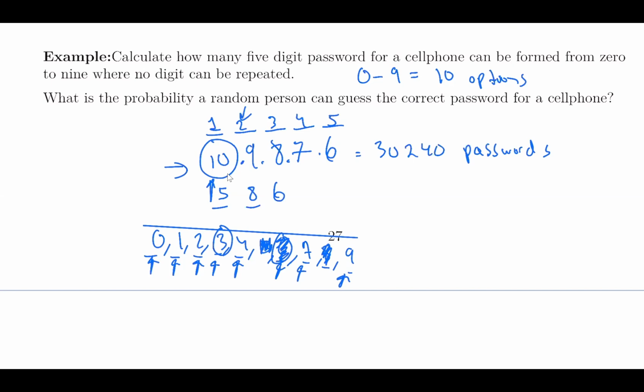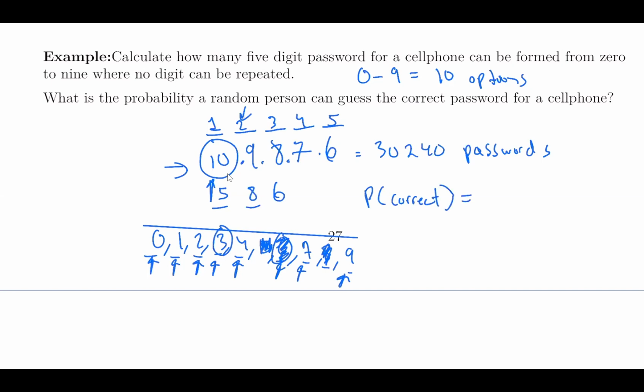All right, everybody good on the 30,240? All right, so for the second part of the question, it says, what is the probability a random person can guess the correct password for a cell phone? So we want to find the probability to get it correct.